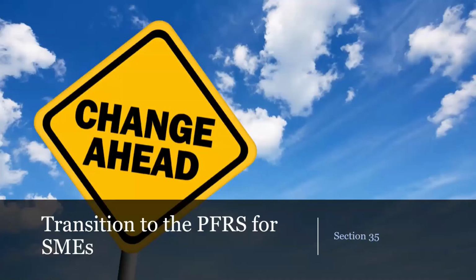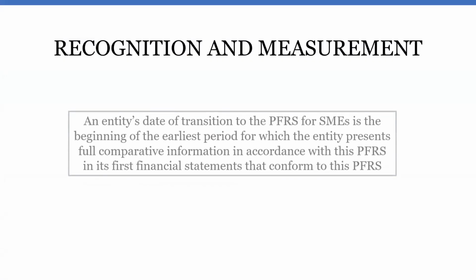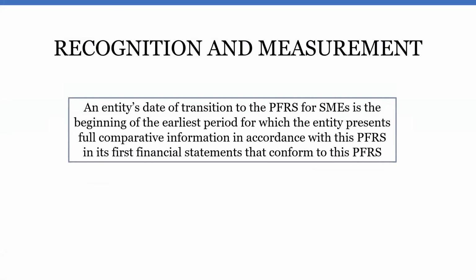So, for the next slide, yung transition ng PFRS for SMEs. Transition to the PFRS for SMEs. So, recognition and measurement. So, one entity's date of transition to the PFRS for SMEs is the beginning of the earliest period for which the entity presents full comparative information in accordance with this PFRS in its first financial statements that conform to this PFRS.